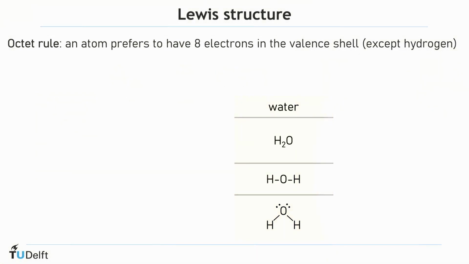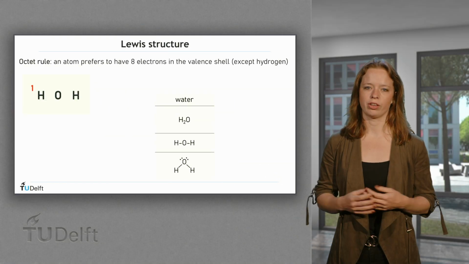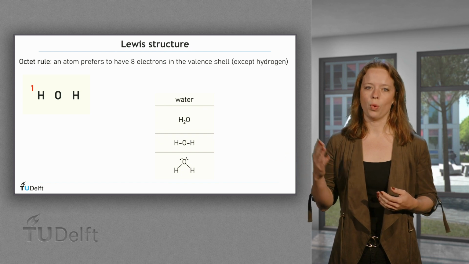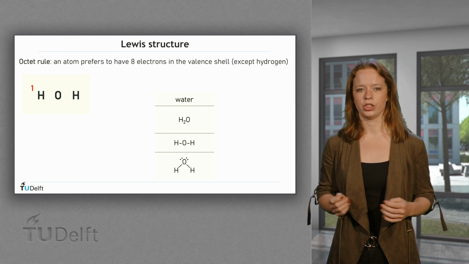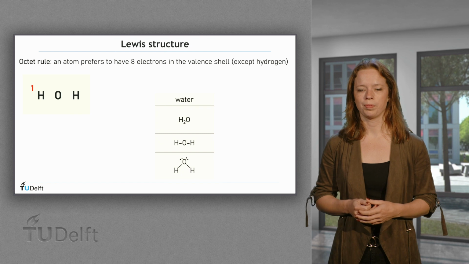We'll now take a look at how we can draw the Lewis structure of water. For this, we need to keep the octet rule in mind, which tells us that an atom prefers to have 8 electrons in the valence, or outer shell, except for hydrogen, which prefers only 2 electrons. To draw this Lewis structure, we first count the number of valence electrons. In this case, 1 per hydrogen atom and 6 for oxygen, so 8 in total.